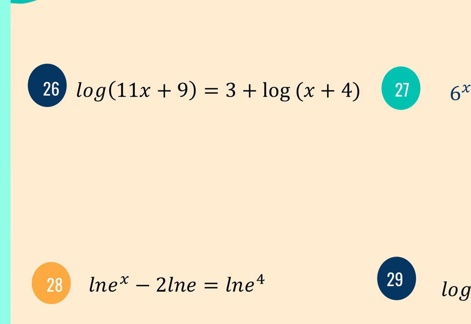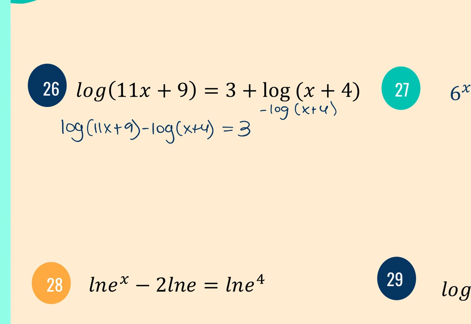All right, 26. You've got a log on either side of the equal sign, but you also have a number there. So I want to group the logs together. I want to move this log to the other side. So log of 11x plus 9 minus log of x plus 4 equals 3. Condense them. So it's log of (11x plus 9) over (x plus 4) equals 3. 10 is the base. 10 picks up the 3.